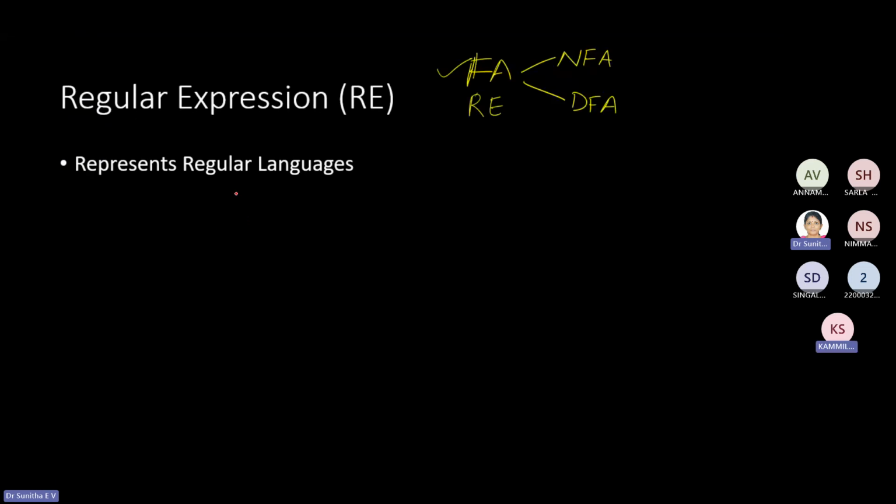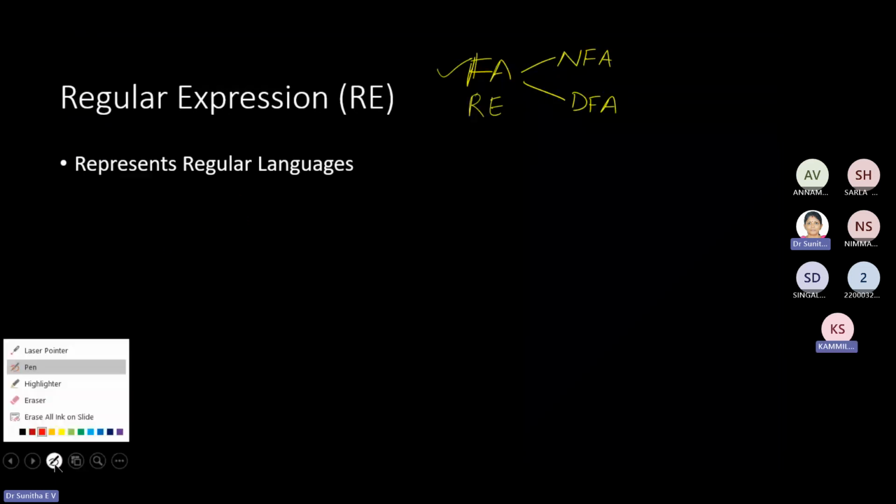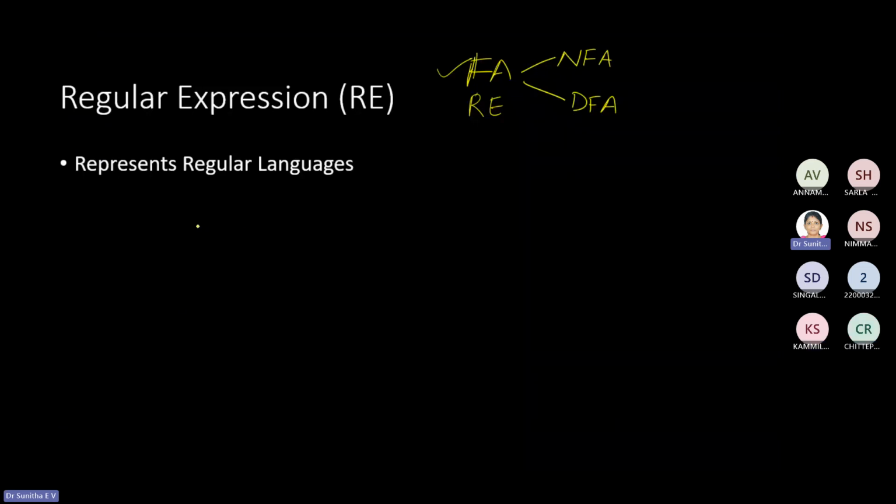Here we have to see one more thing about regular expressions. In regular expression, we use only 3 operations. One is the union operation, then the second one is concatenation operation, then the star closure. These are the 3 operations we do in any regular expression. Union means if we have two regular expressions, R1 is a regular expression, R2 is a regular expression, we can write R1 plus R2. That means the union.